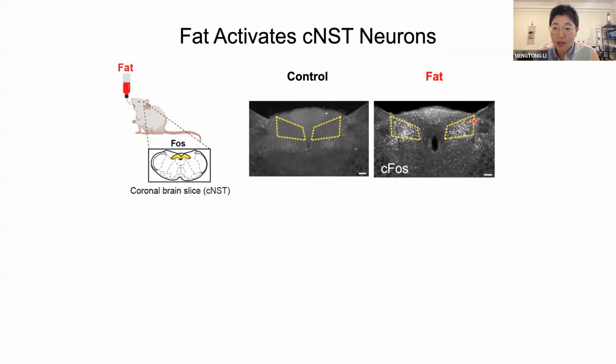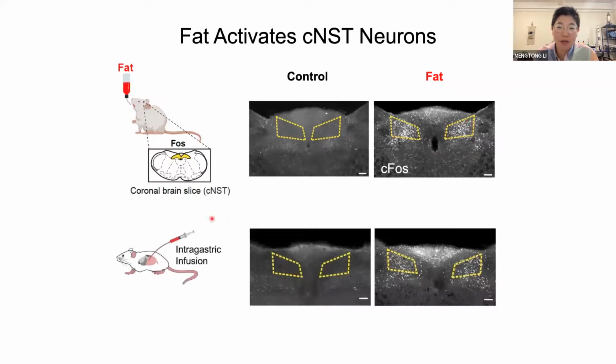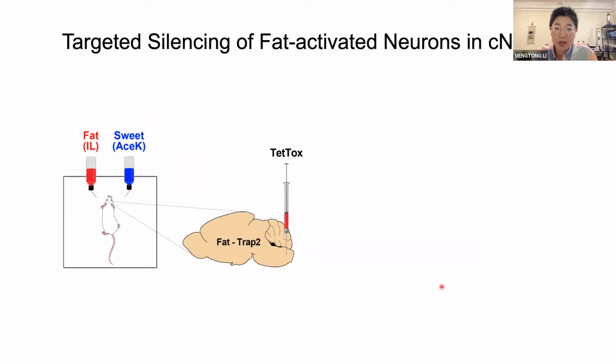We found that compared to the control, fat strongly activates the bilateral CNST neurons shown in these yellow boxes. The activation of CNST by fat is dependent on post-ingestive recognition, because when we directly infuse the fat into the gut and do the same thing, we found that intragastric application of fat is sufficient to activate the CNST neurons.